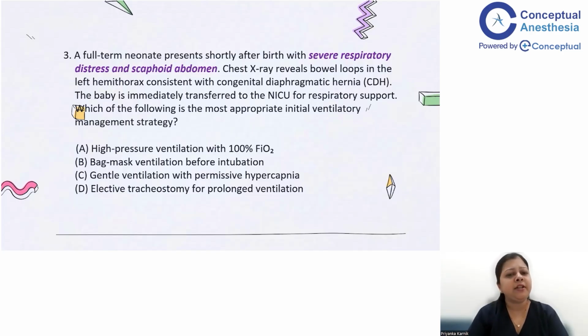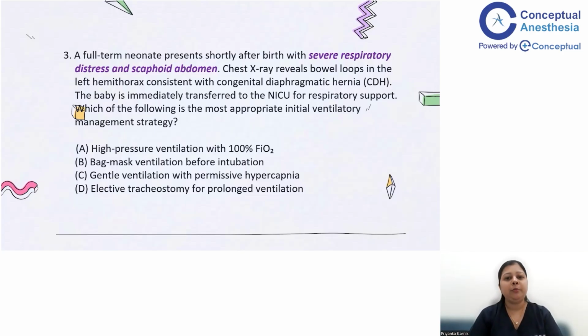And the last option is elective tracheostomy for prolonged ventilation. Again, you will not do this in this situation because this is an emergency. Elective tracheostomy will only be done if, suppose, the neonate post-operatively requires prolonged ventilation. Only then would we go for an elective tracheostomy.